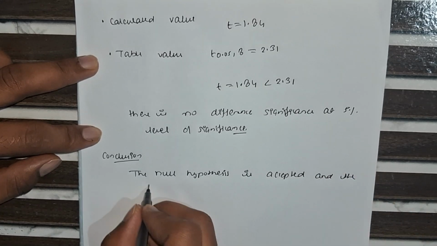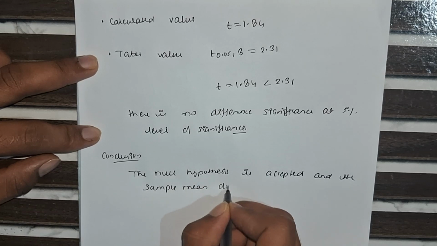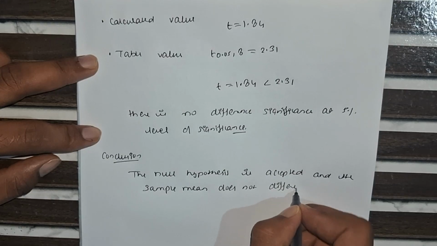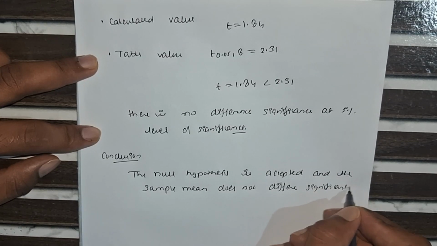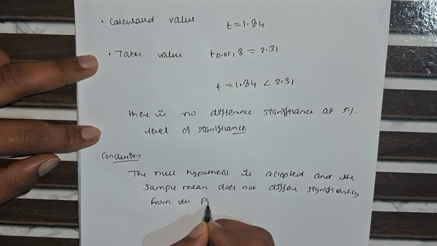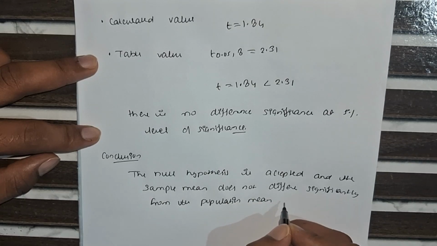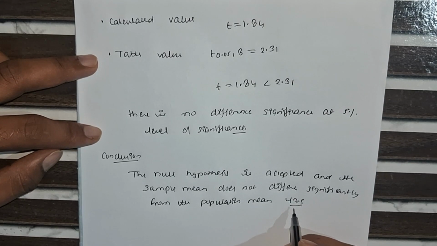And the sample mean does not differ significantly from the population mean, which is 47.5. So these are the things we have to find in the question.